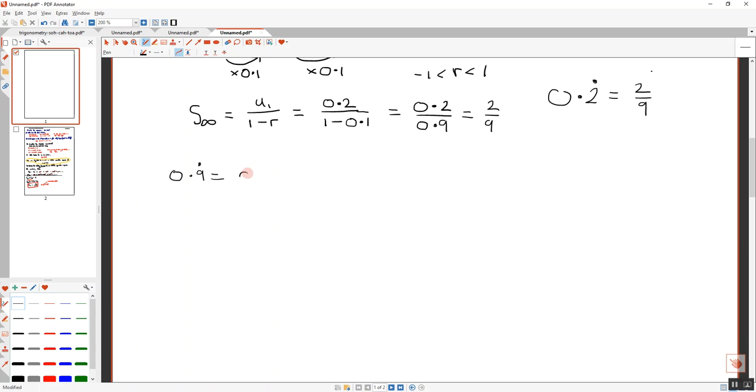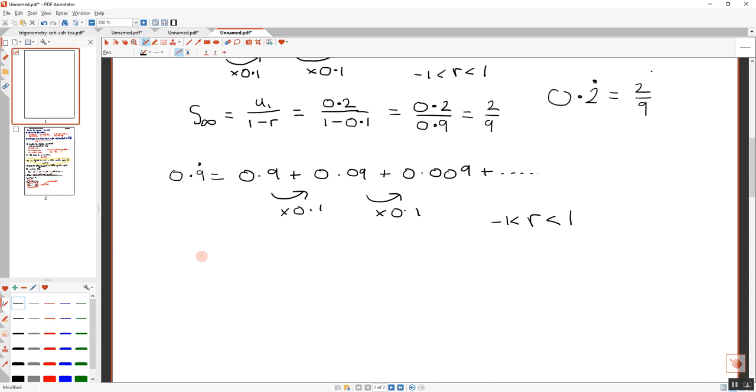So the first term is 0.9. Next term is 0.09, and so on. Is this an arithmetic sequence? Sorry, geometric sequence? Yep. What is the common ratio? 0.1, okay. And 0.1 meets the condition that it is less than 1 and greater than negative 1. So I can sum up all of these terms.